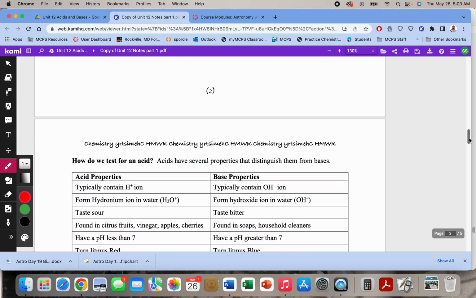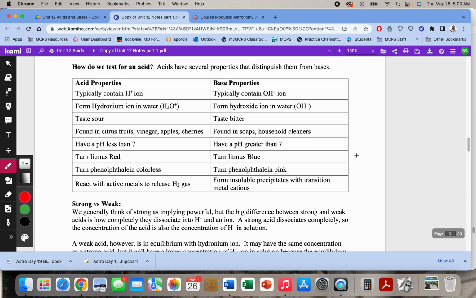So let's go on and do a few more problems. A few things that we need to know. There are acid properties and base properties. You probably talked about them in middle school.